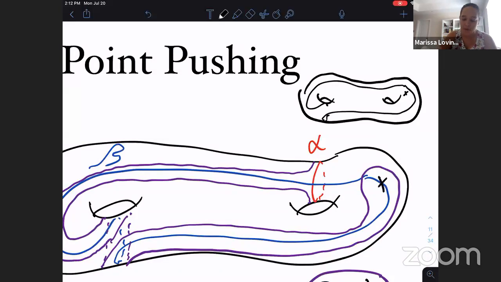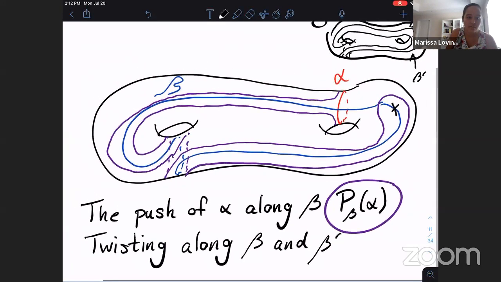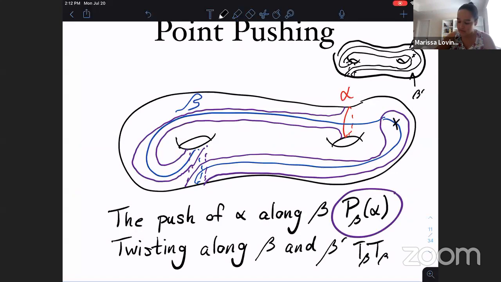One on one side of my mock point and one on the other side. And so I could call one of those beta and the other one of those beta prime. And then this pushing, is this making sense? Then this pushing is just a twist along beta and an inverse twist along beta prime of alpha. So this point pushing is secretly just twisting.